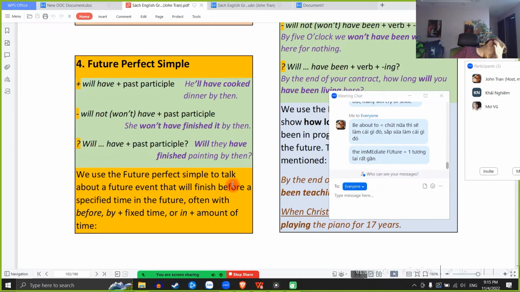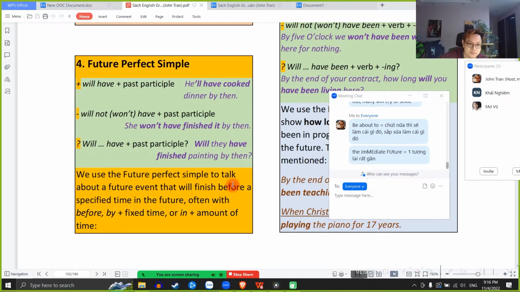Negative sentence. Won't have past participle. She won't have finished it by then. Question. We have past participle. Will they have finished painting by then? Okay, we use the future perfect simple.